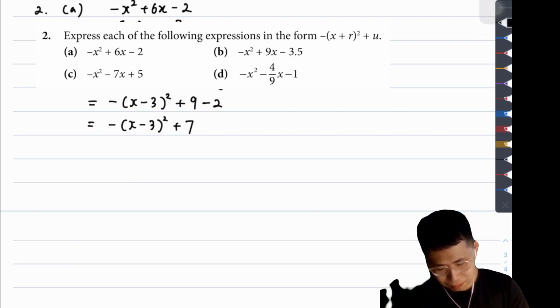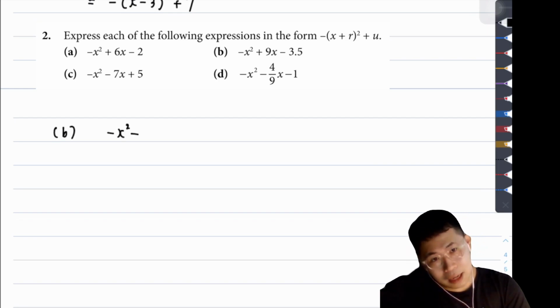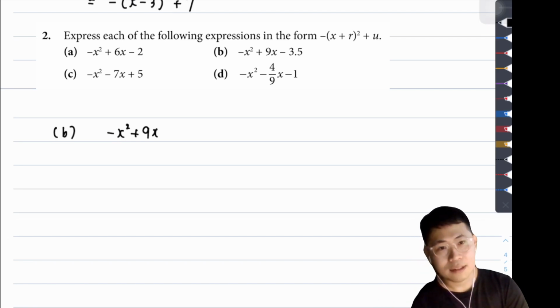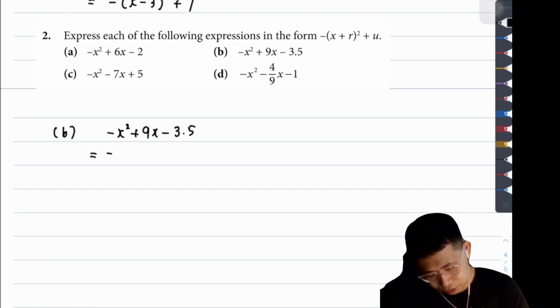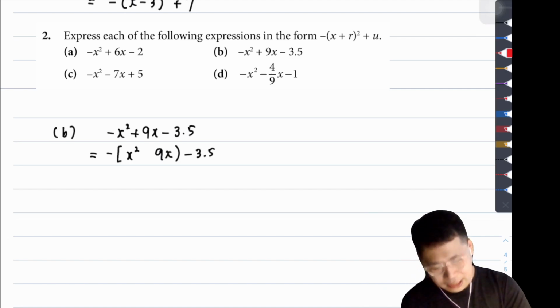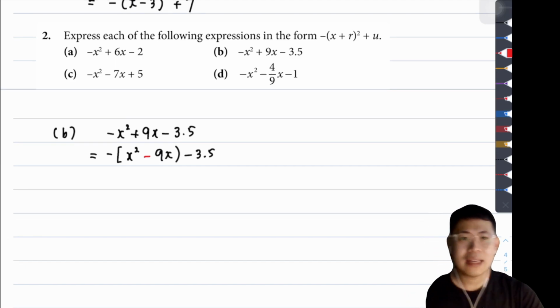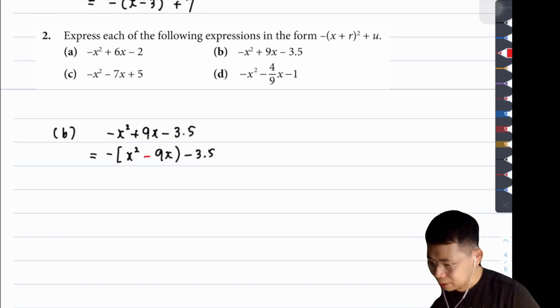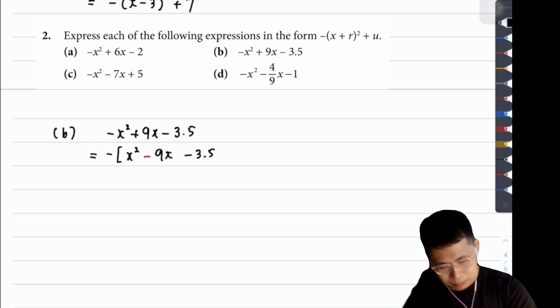For b, I might as well use a new page. For b, we have negative x squared plus 9x minus 3.5. Same thing, I'm going to factorize out my negative. So when I factorize out the negative, I have negative x squared minus 9x over here. Hold on, let me change the bracket.